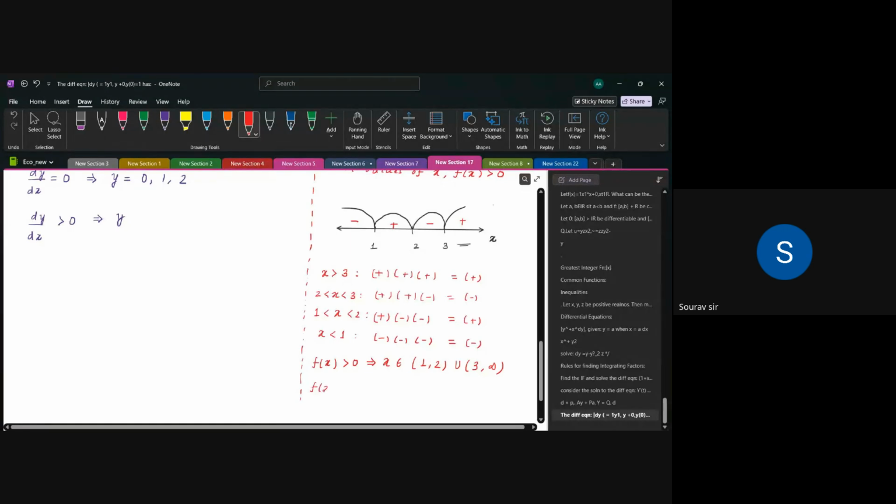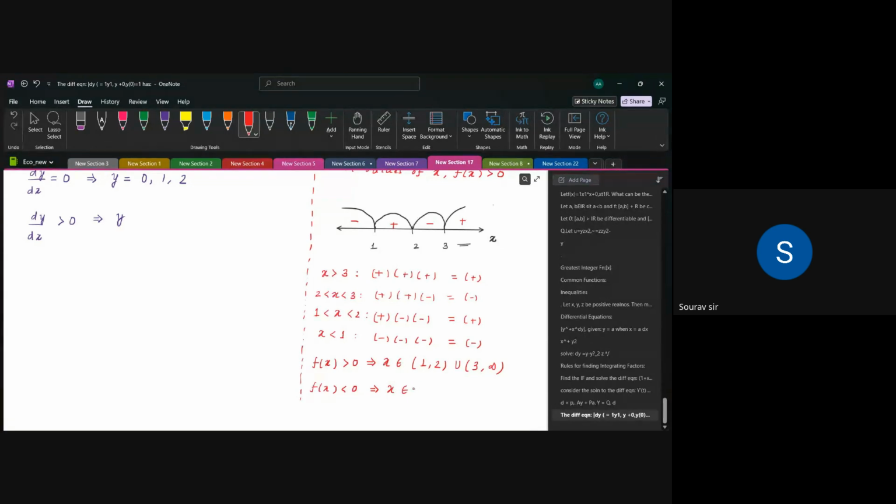And f(x) will be negative for all values of x less than 1, that is minus infinity to 1, union 2 to 3. Okay, got it? Is it making sense?